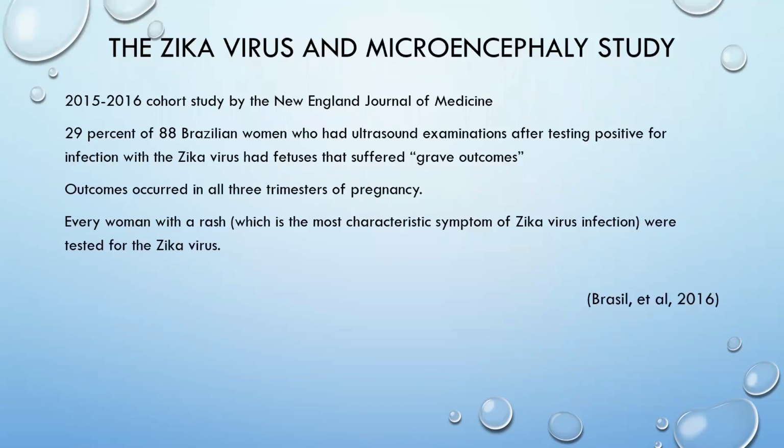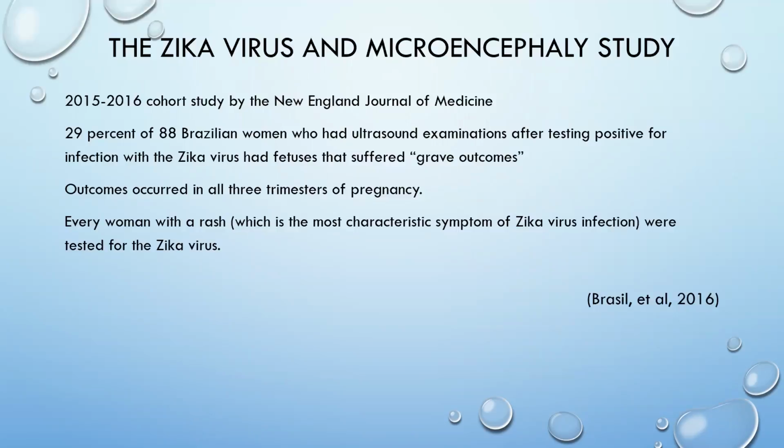The second study that I looked at was the Zika virus and microcephaly study. In a 2015 through 2016 cohort study published in the New England Journal of Medicine, recently out, researchers found that 29% of 88 Brazilian women who had ultrasound exams after testing positive for infection with the Zika virus had fetuses that suffered grave outcomes, including fetal death, tiny heads or microcephaly, shrunken placentas, and nerve damage. Outcomes occurred in all 3 trimesters of pregnancy.